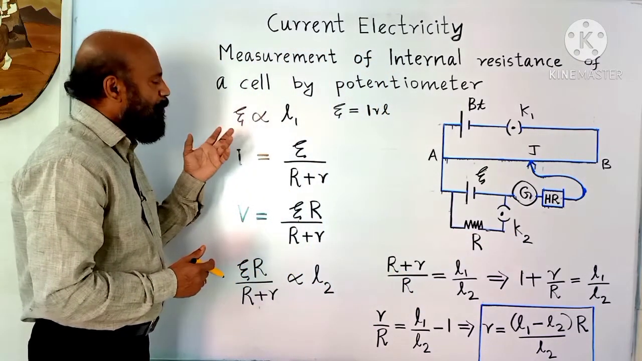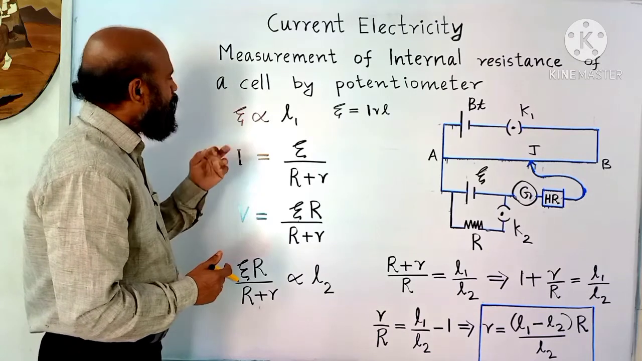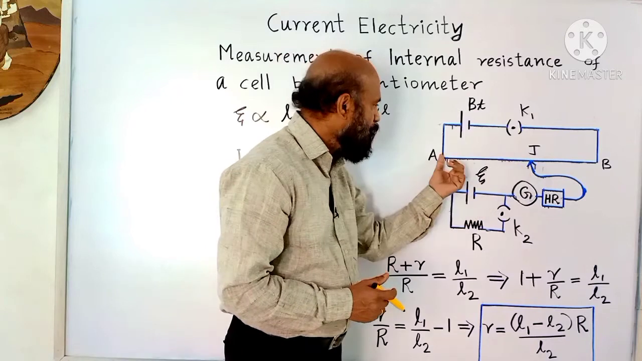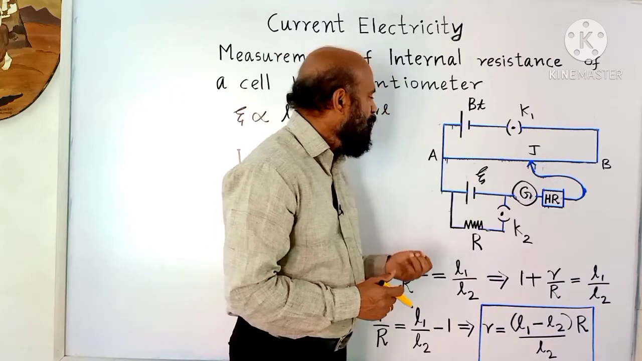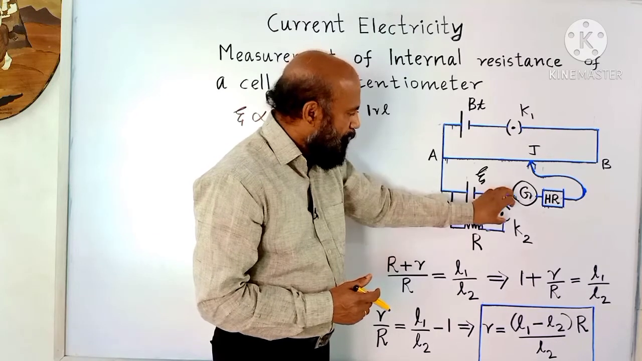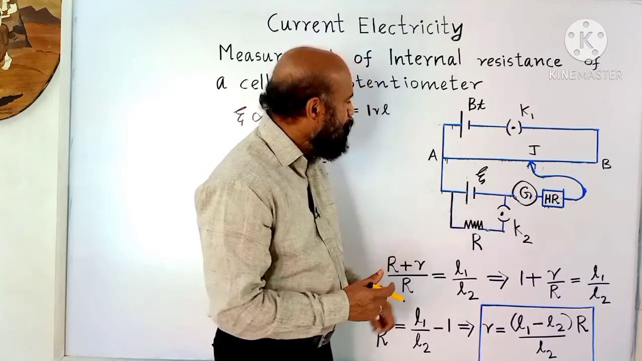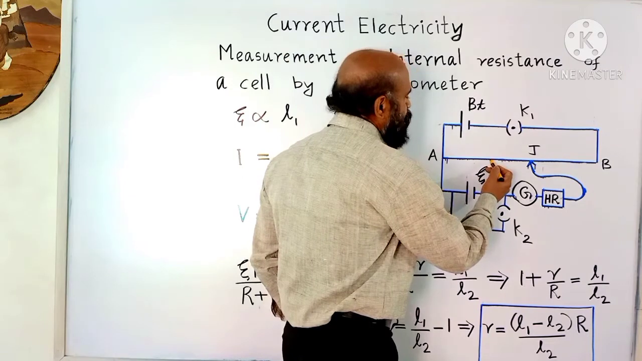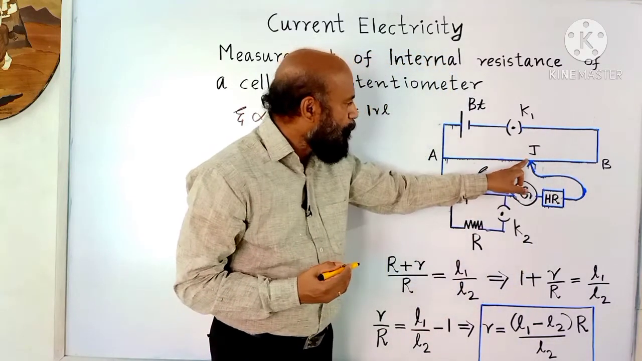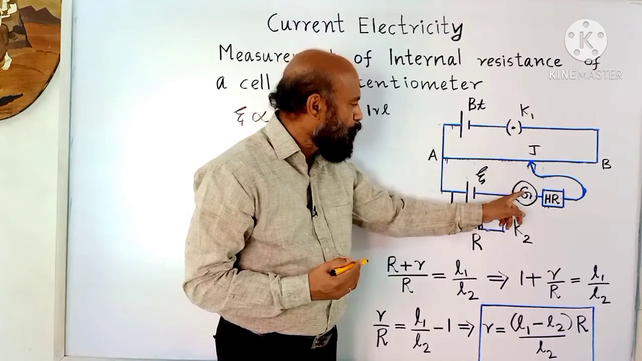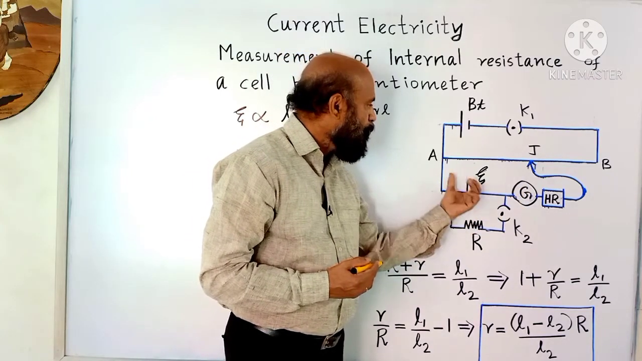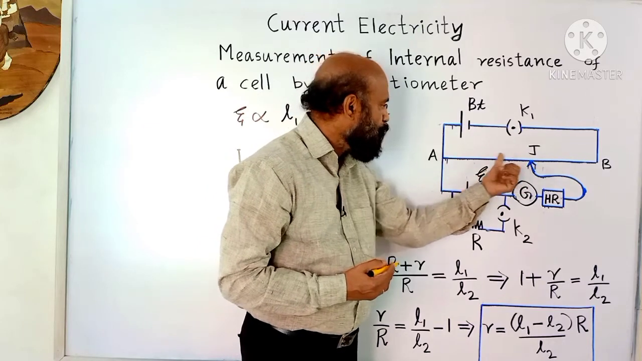As per the principle of the potentiometer, EMF is proportional to the potential difference across this wire. With this key open, you move the jockey along the wire. At one point, the galvanometer will show zero deflection. At that time, the EMF of the cell will be equal to the potential difference across this wire.